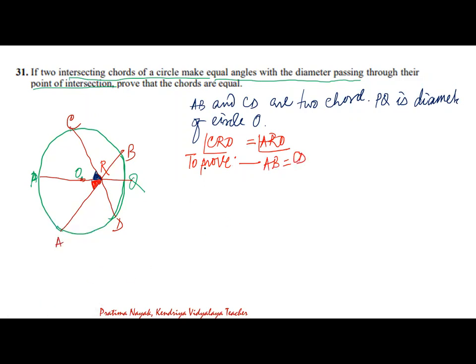Okay, so it is a simple question, you only have to remember one construction, that is the perpendicular from your O. If you can remember this, you can write this question. Construction: draw OM perpendicular to CD and ON perpendicular to AB. Sorry, very sorry, these are the perpendiculars. Now I'll take the triangle proof.